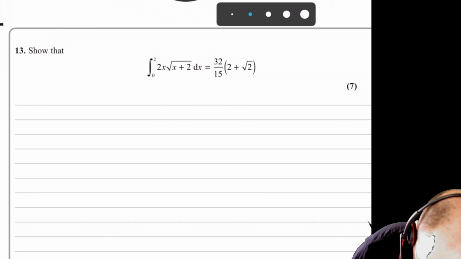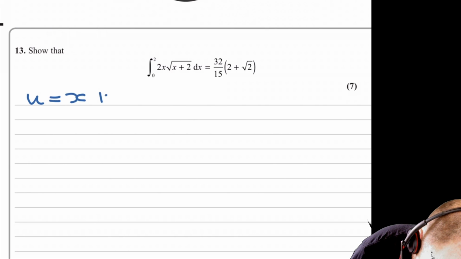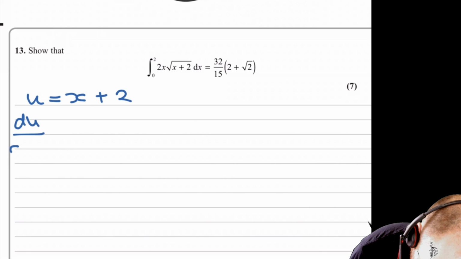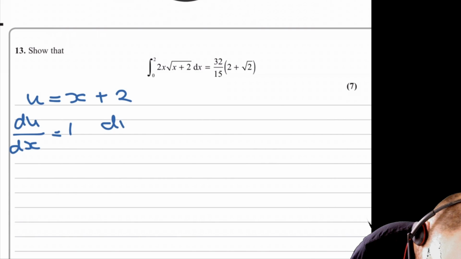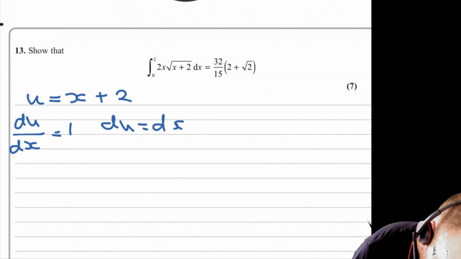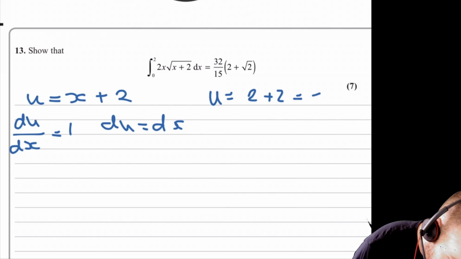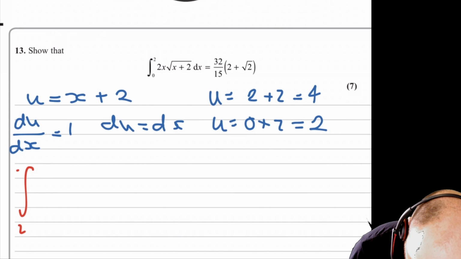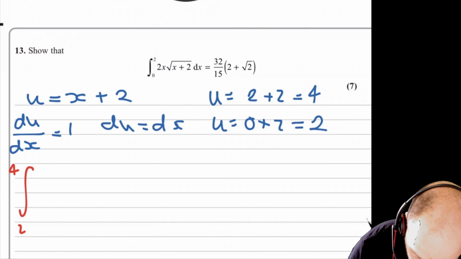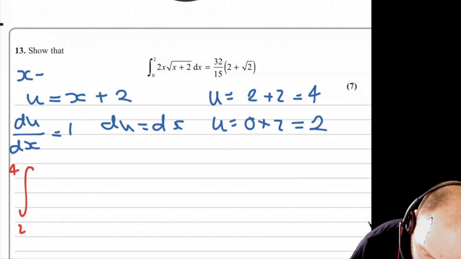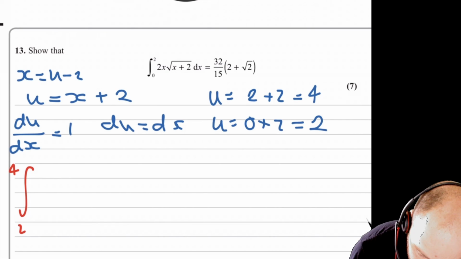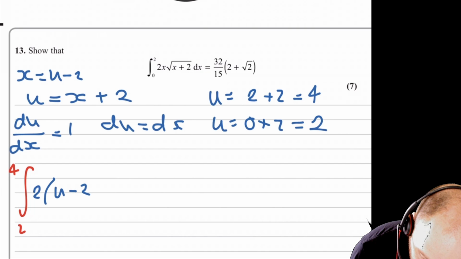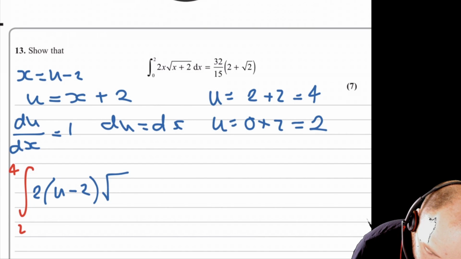So to do it via substitution, u equals x plus 2. du by dx is 1. Limits then, u equals 2 plus 2 equals 4, u equals 2. The integral becomes 2 to 4. We also need x equals, you get 2x, which is 2 lots of u take 2, times root that, which is now u.